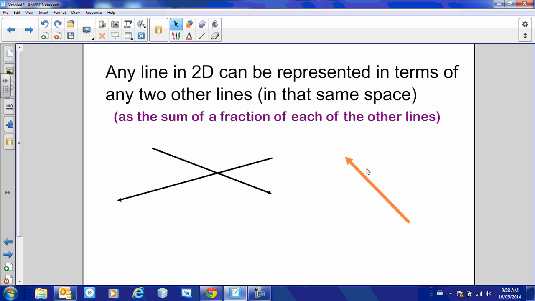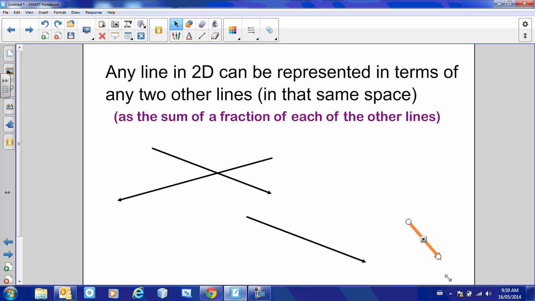And I can write any other vector in this 2-dimensional space in terms of an amount of this and an amount of this. Now, it won't necessarily be 2, 3, 4, 4.5. It might be a third or a quarter or 0.28 times as much. But the fact is I can still do that.